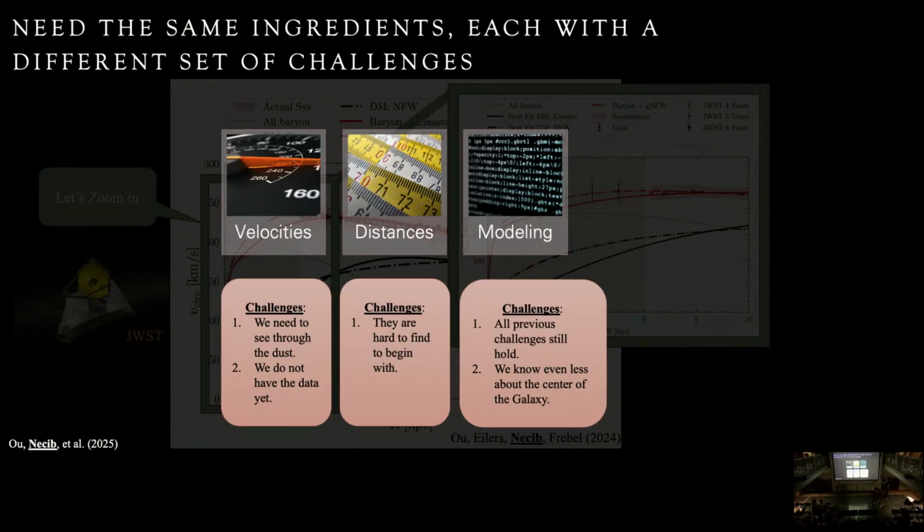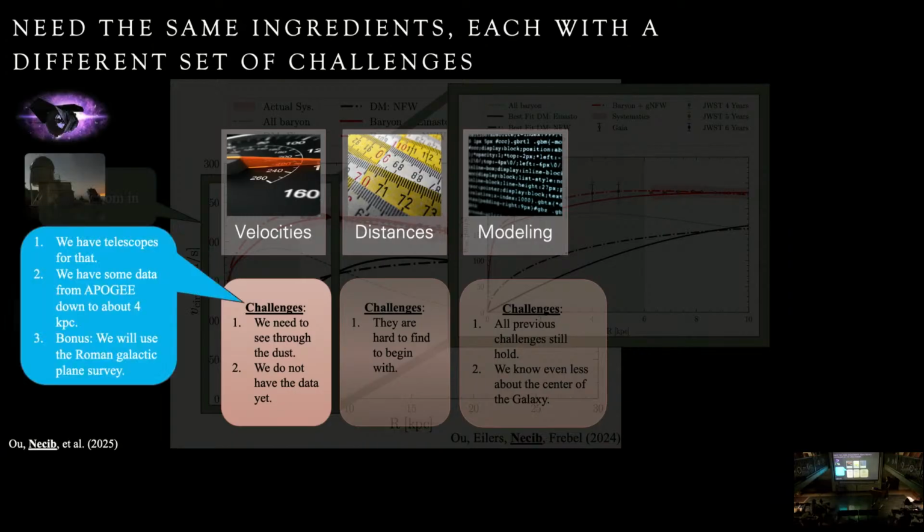So for the velocities, we need to see through the dust. Good thing that there are some near-IR options we can use. And we don't have the data yet. Well, how can we address this? We have some telescopes for it. JWST is one. The Roman Galactic Plane Survey is something that we're very excited about. We have a little bit of APOGEE data, so there is some data that we can propose for. So we can make some progress there, definitely over the next couple of years. Well, if Roman is ever launched, we don't need to go there.